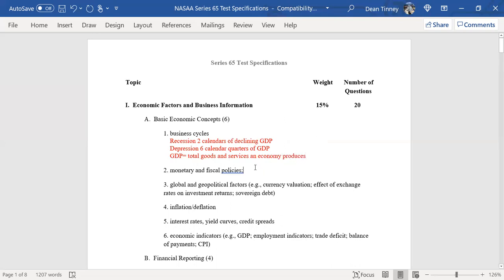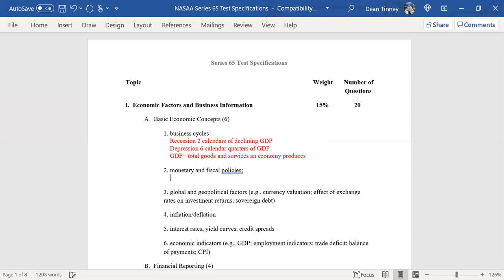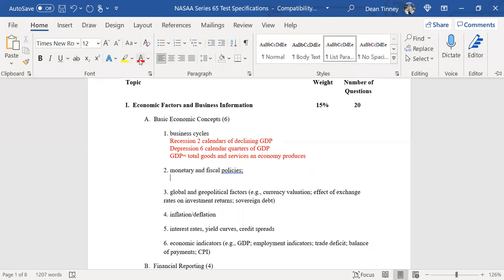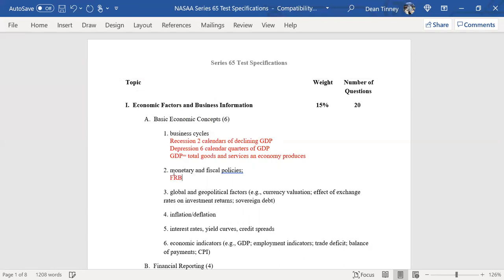Monetary policy, very, very testable, and fiscal policy. So first thing you need to know about is who does monetary policy. It's the Federal Reserve Board. And the Federal Reserve Board is our central bank. And they have 2 mandates. They are interested in price stability, or price equilibrium, and full employment.